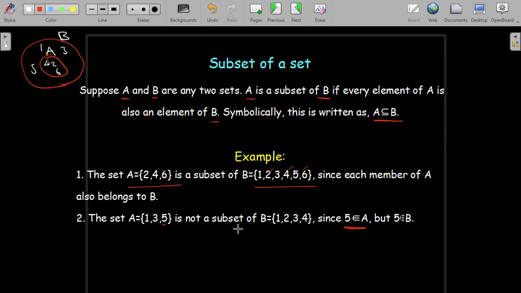So 5 is a member of A, of course, but this 5 is not in B. So it means that A cannot be a subset of B. All elements that are in A must be in B. Then we will say that A is a subset of B. But if there's an element like here, 5, that is not in B, then A cannot be a subset of the set B.